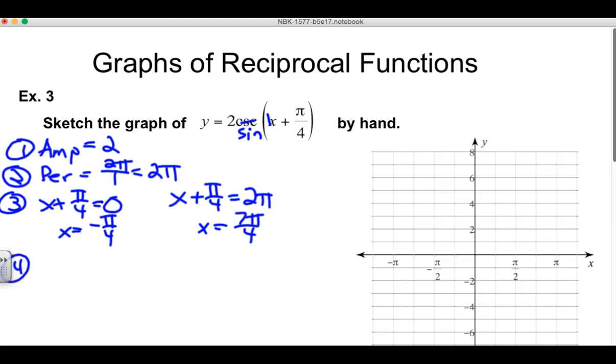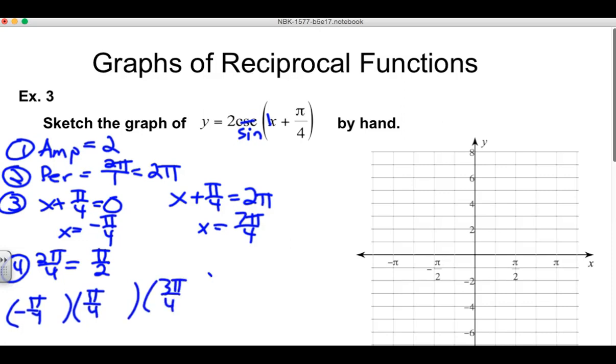So now let's write our key points. The distance between them, remember we take the period and divide it by 4. That's the same for tangent, sine, and cosine. So we know our first key point is going to be at negative pi over 4. Then we add a half to that. That gets us to positive pi over 4. We add a half to that. That gives us 3 pi over 4. Add a half to that. That's 5 pi over 4. Because remember, adding a half is really adding 2/4, so we're just adding 2/4 each time. So we go from pi over 4 to 3 pi over 4 to 5 pi over 4 to 7 pi over 4.